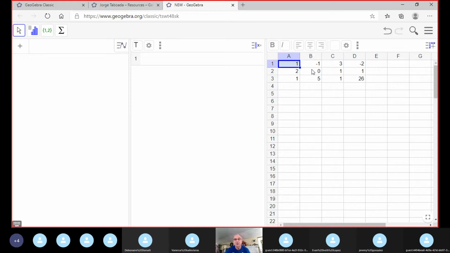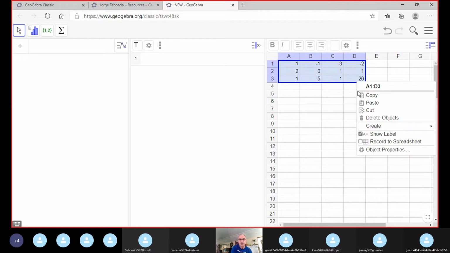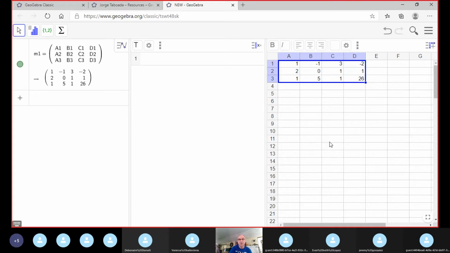Okay, you select everything. Selection. What happened again? The mouse? No. Selection. Okay, let me try another way. Selection. Right click. Create a matrix. Okay, and this is the matrix M1.